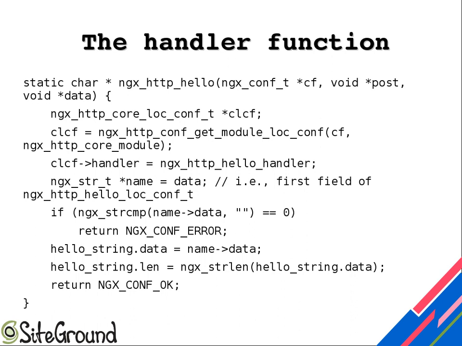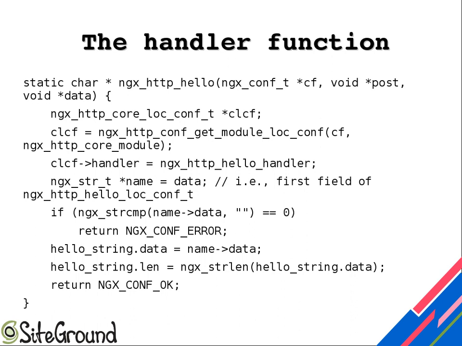So we continue with this. We check if we have data. We assign the data to the hello string. Hello string was a global string defined for this module. We get the string length. Again, this is the standard string length, it's not anything else. The hello handler, I already explained this in the code.